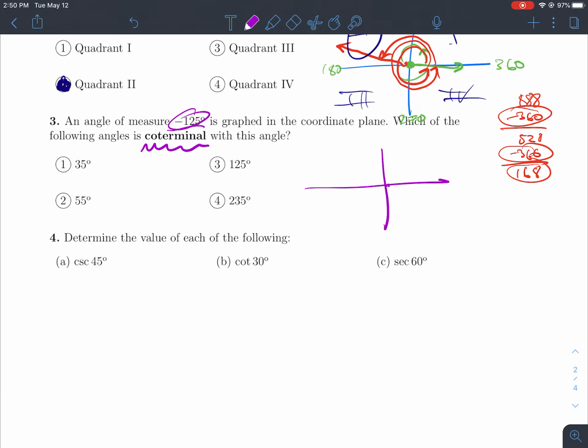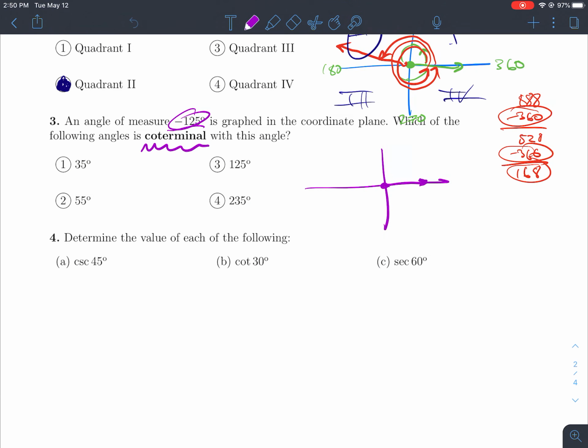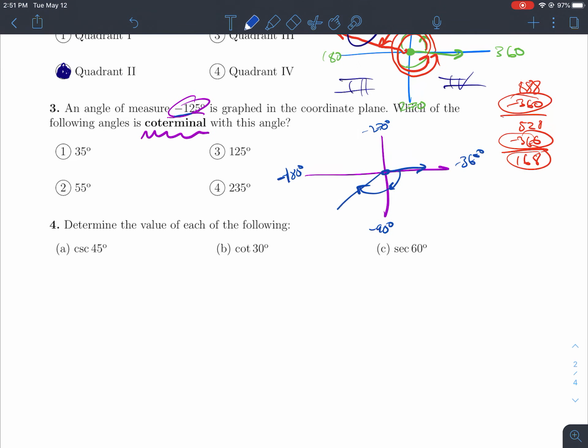All right, negative 125 degrees means that we're going to be starting from the positive x-axis. Let me use a different color. Okay, different color. Starting from the positive x-axis, we're going to go the opposite direction because it's negative. So this will be negative 90 degrees, negative 180 degrees, negative 270 degrees. And then if we got all the way around, it would be negative 360 in this case. Negative 125 is going to be here, somewhere in between negative 90 and negative 180.